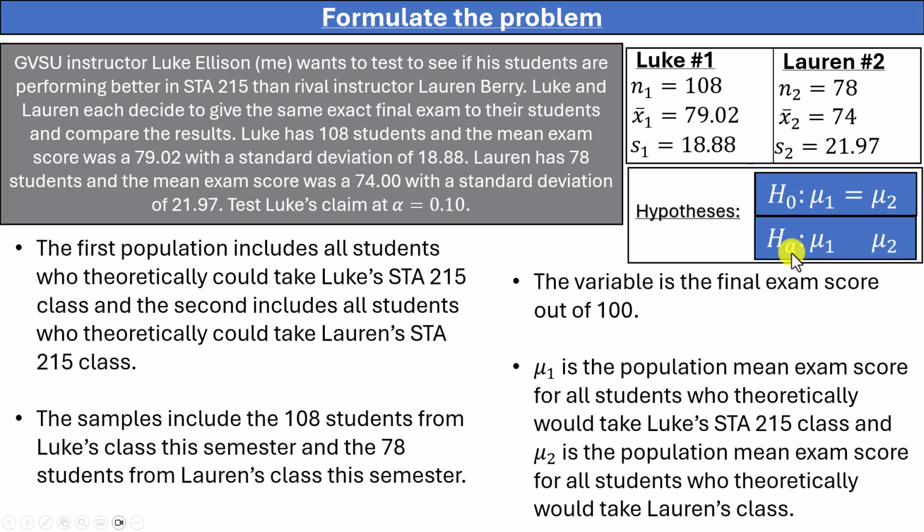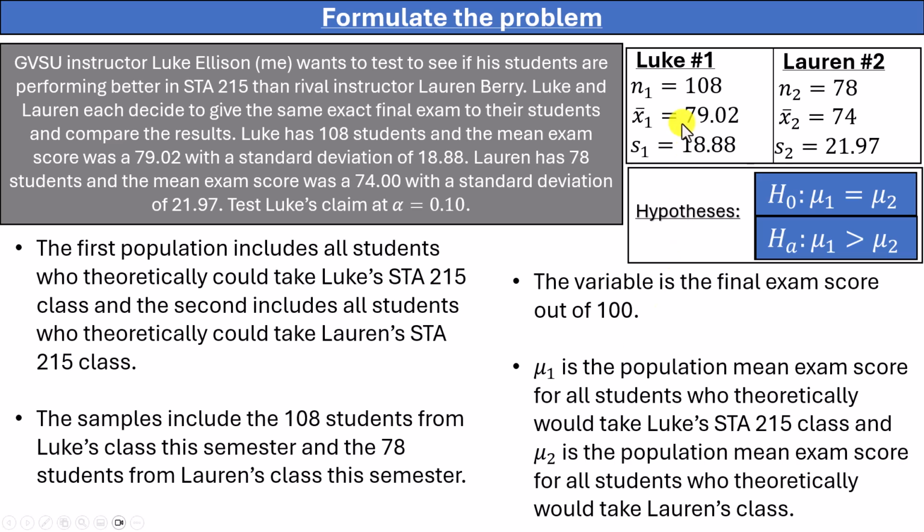The alternative hypothesis is going to have one of three signs, either a greater than, a less than, or a not equal to sign, depending on what we are trying to test. If we read the first sentence, it says that Grand Valley State University instructor Luke Ellison wants to test to see if his students are performing better in Stat 215 than his rival instructor. So that means we're trying to test that Luke's mean is higher than Lauren's mean. So we're going to have a greater than sign in our alternative hypothesis.